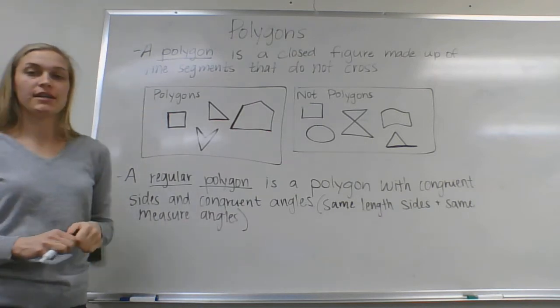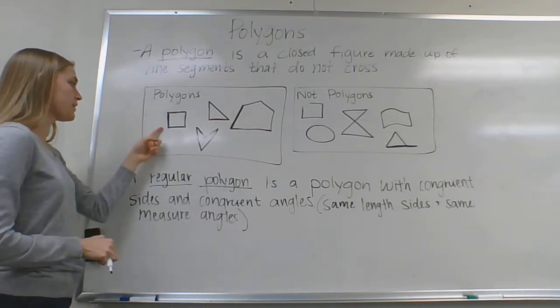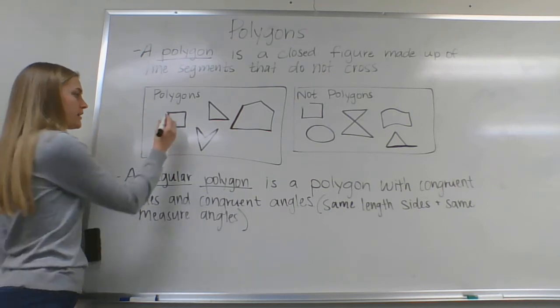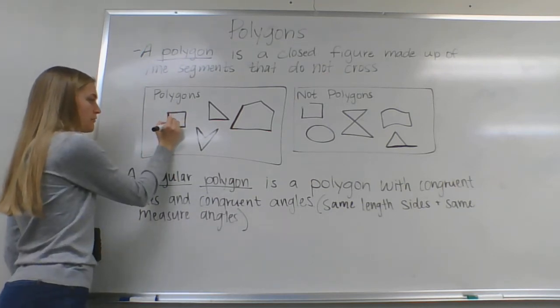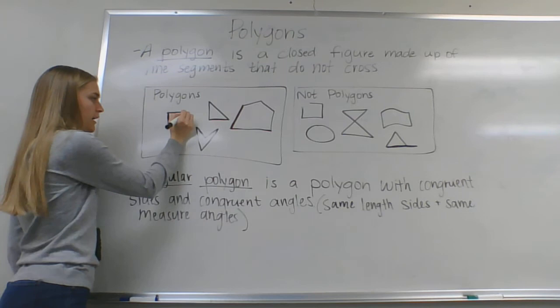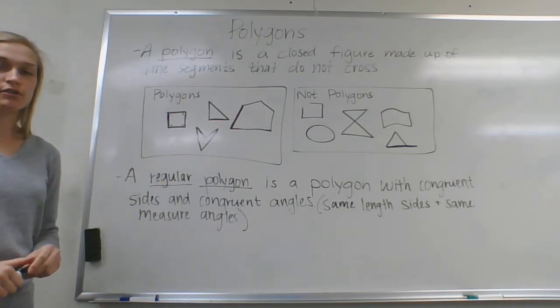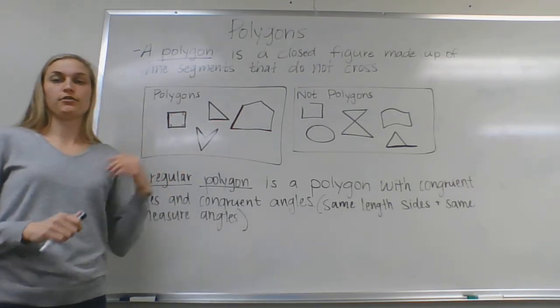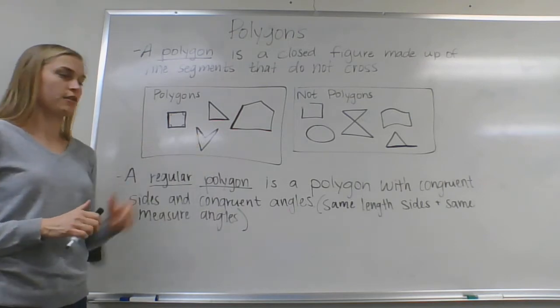This one, however, does have all the same length sides as a square, and it has the same measure angles. Every one of these angles is a right angle, or 90 degrees. And so it also has the same measure angle. So that one is regular, the others wouldn't be.